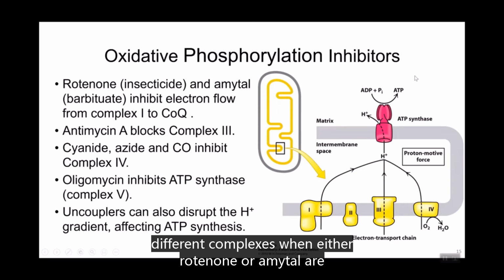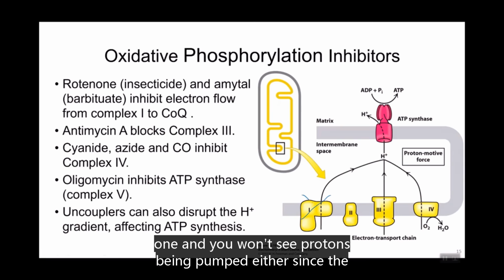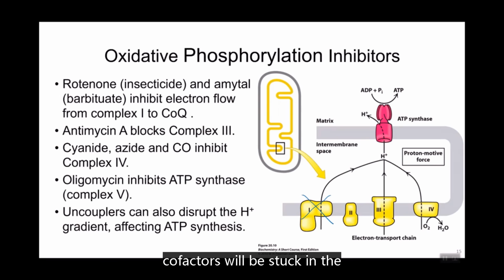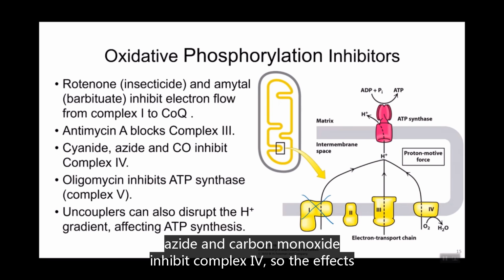When either rotenone or amytal are included, electrons can no longer be passed through complex 1, and you won't see protons being pumped either, since the cofactors will be stuck in the reduced form. Antimycin A can block complex 3, while cyanide, azide, and carbon monoxide inhibit complex 4.